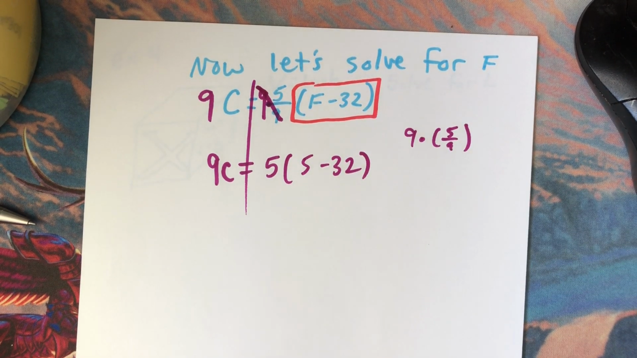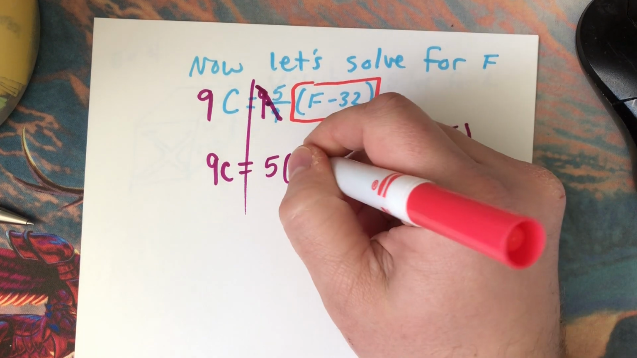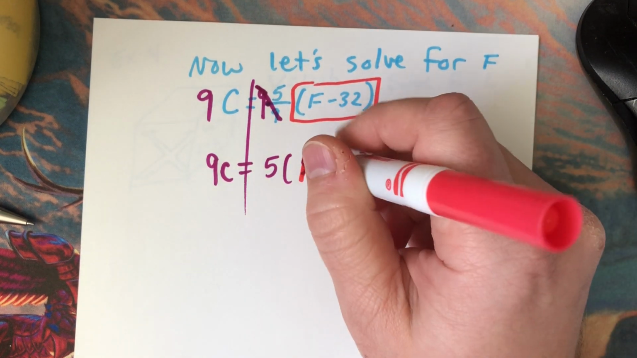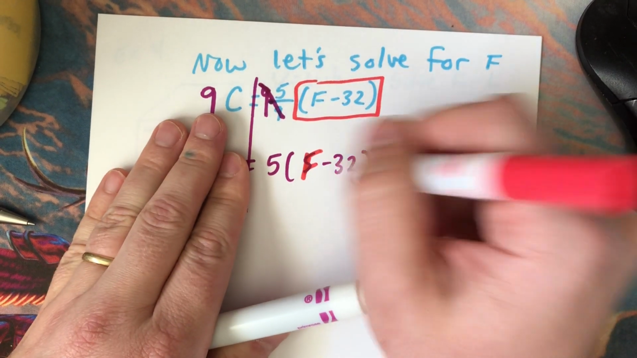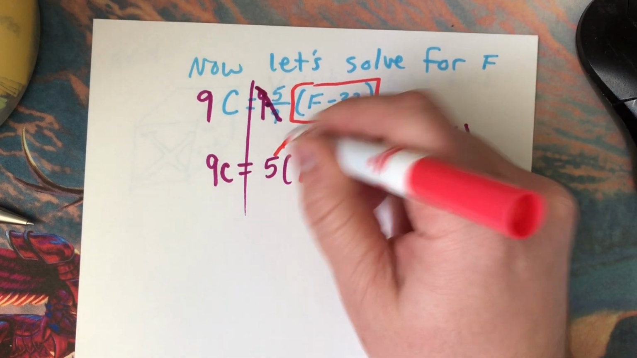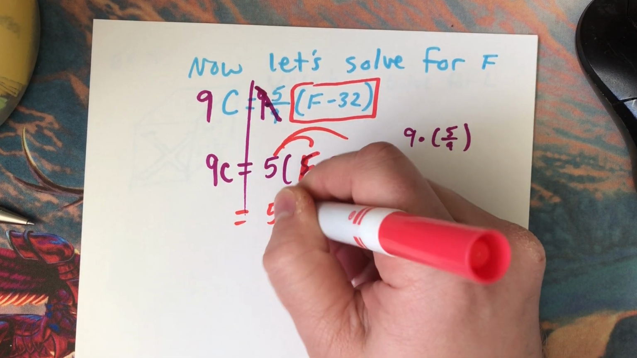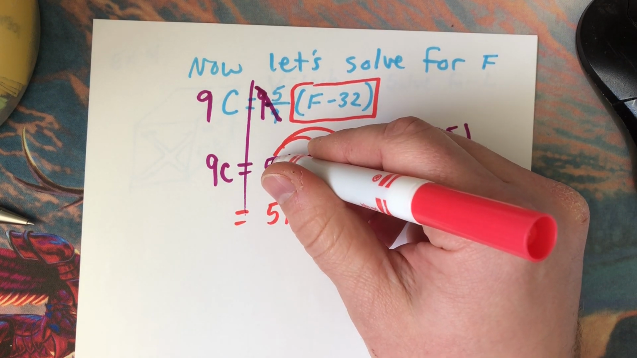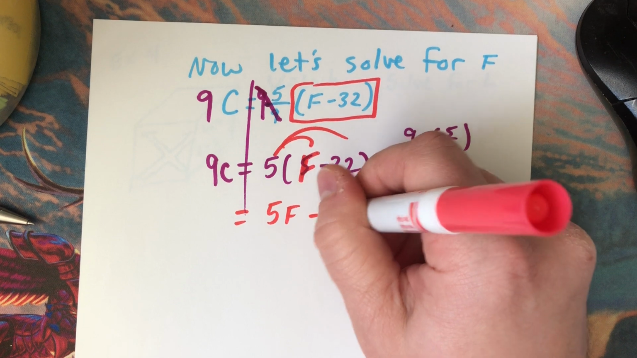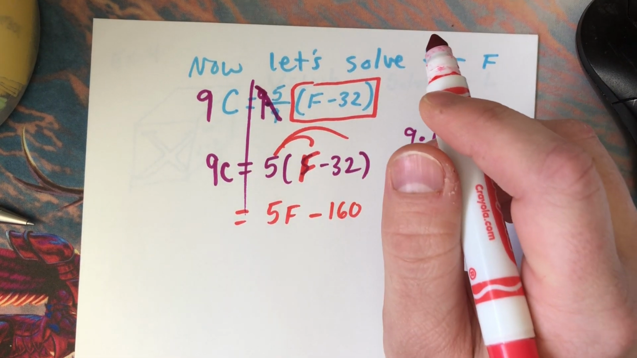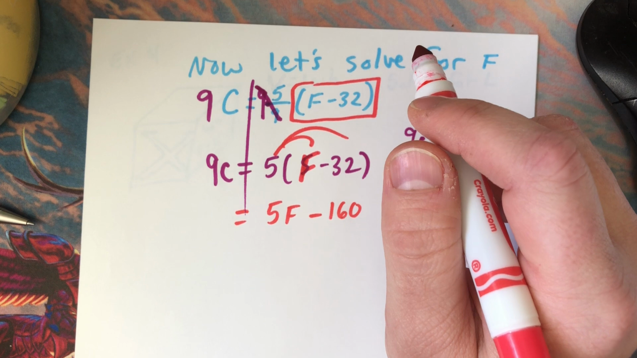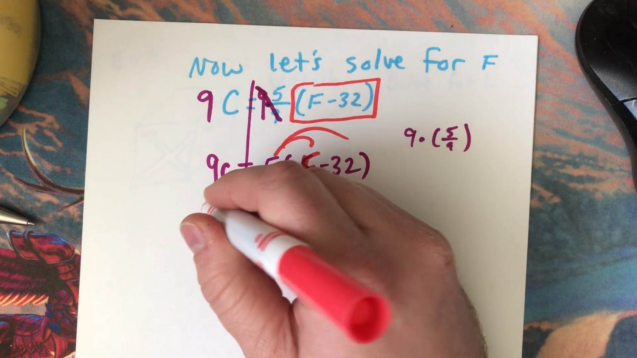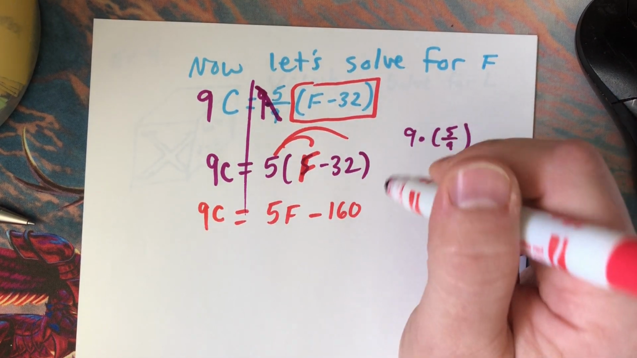So if I'm trying to get f by itself, now I need to think about solving this equation for f over here. So I'll take 5 and distribute it and get 5f minus 32 times 5. Let's see, that's 160. So I have 9c is equal to 5f minus 160.